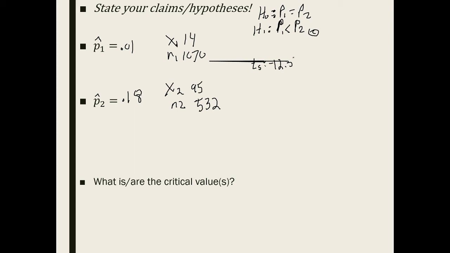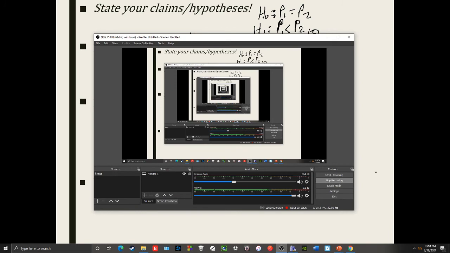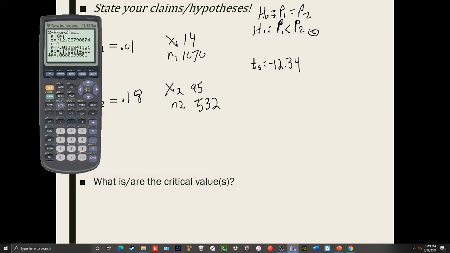Sorry, my mic cut out there. Negative 12.34, with random lines showing up evidently still, because it's really ticking me off. There we go. I wish I knew how to get rid of that. So, mic check here for a second. Okay, good.